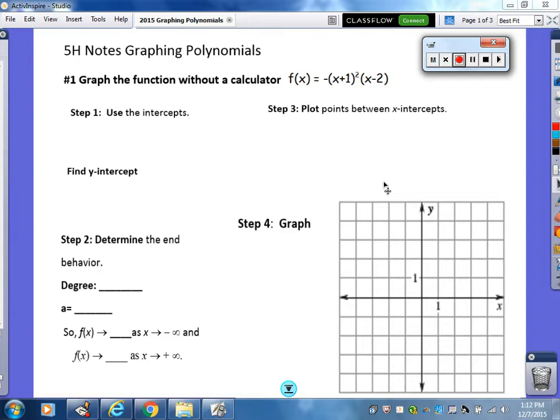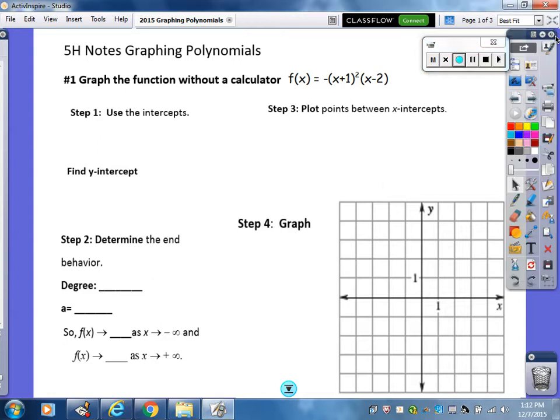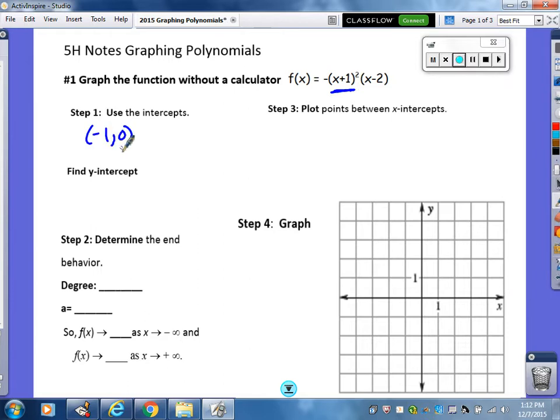Alright, look at our steps. These are the 4 steps that we're going to follow each time we go through one of these problems. So the first thing we want to do is use our intercepts. Now this is already in intercept form, so we want to find the zeros. We see that this is a double root at -1, so our graph is going to bounce at -1. At this point we don't know if it's going to bounce above or below, but one or the other. We'll figure that out as we go. And then our other zero is (2, 0).